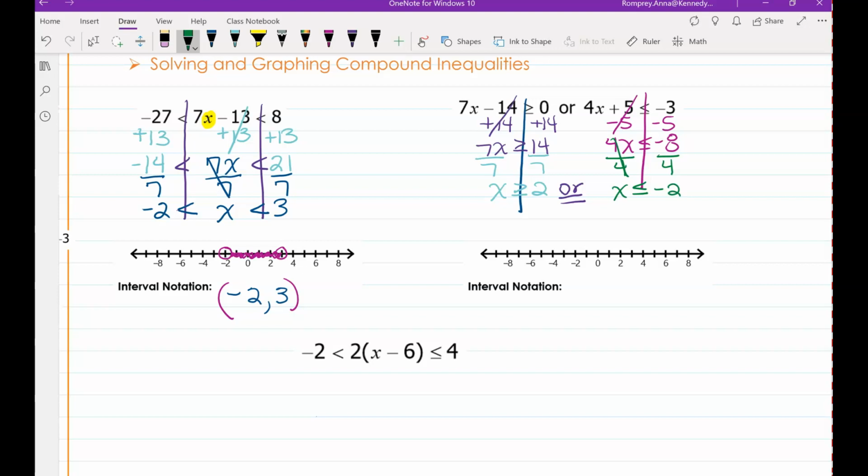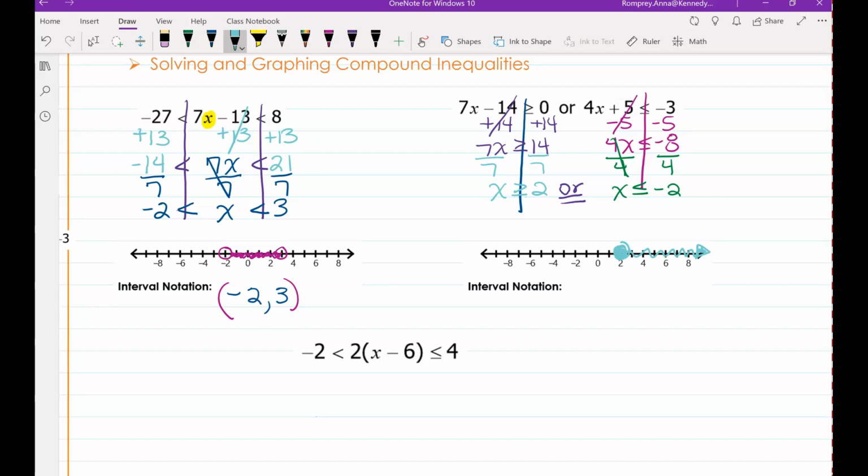Okay, so we have two solution sets. Let's go ahead and graph them one at a time. So x is greater than or equal to 2. Where am I starting? 2. And it is the equal to, so I shade in my bubble. And x is greater, so the greater numbers are to the right.